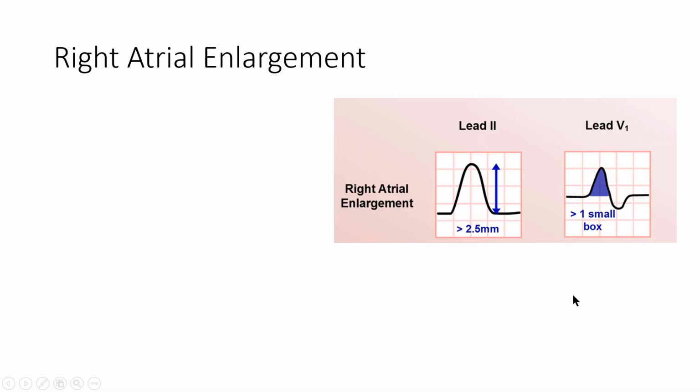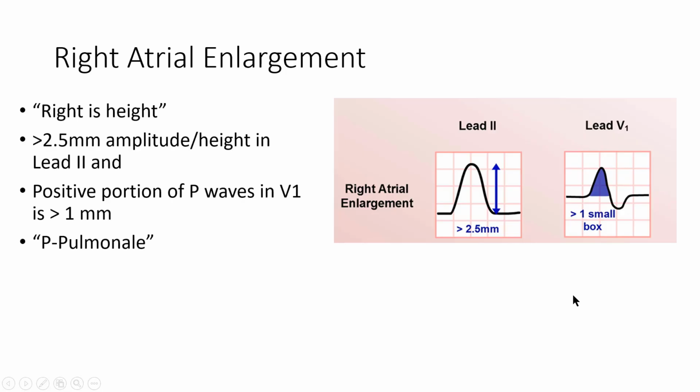So for right atrial enlargement, we're going to look at the P waves in lead 2 and V1. We are going to remember that right is height. That is, for right atrial enlargement, we need a P wave that's greater than 2.5 millimeters or small boxes to satisfy that requirement. If we look to V1, we're going to see that the initial right atrial component has become enlarged. That makes perfect sense, and so it's going to be greater than 1 small box in height. We can see that the early right atrial component of that usually biphasic wave has become bigger than 1 small box.